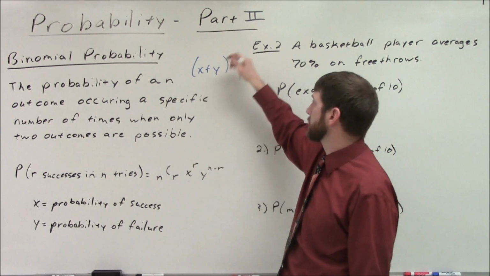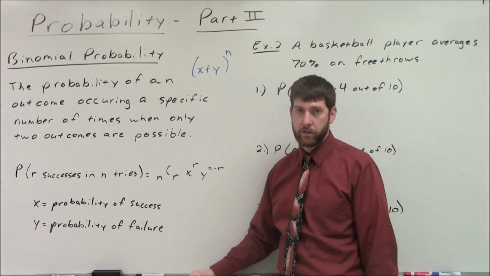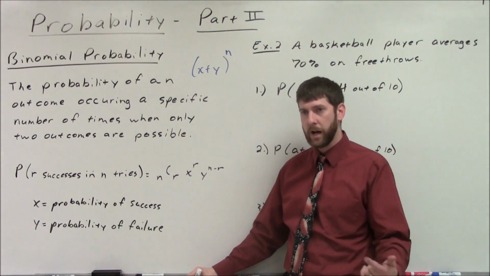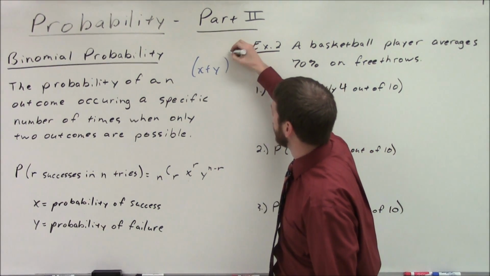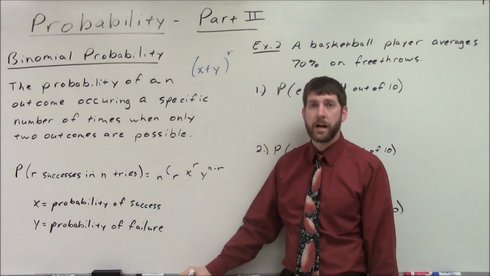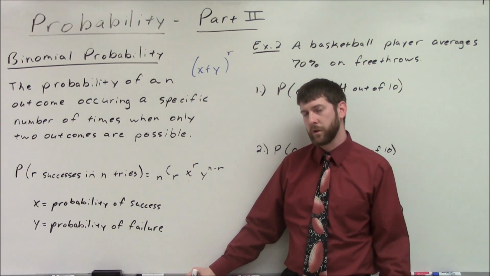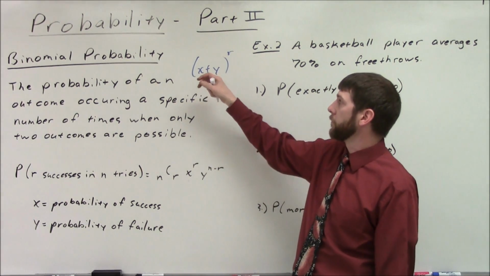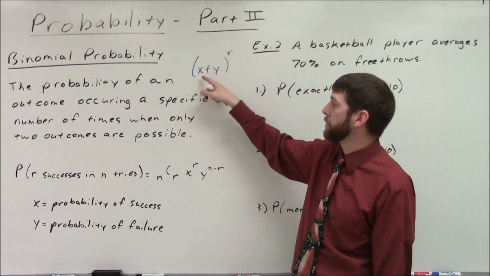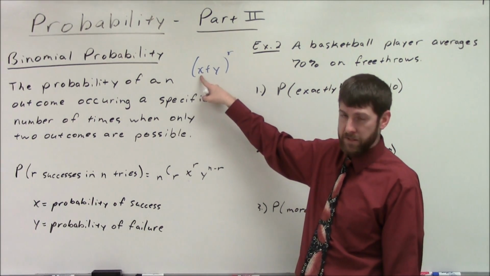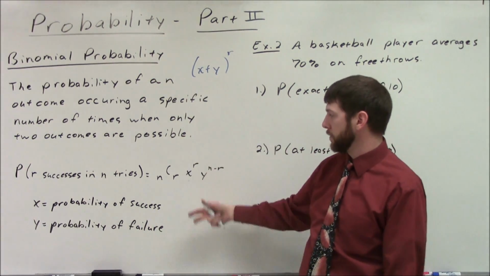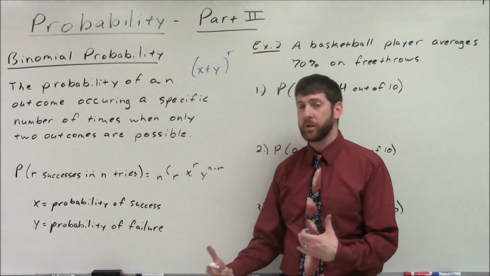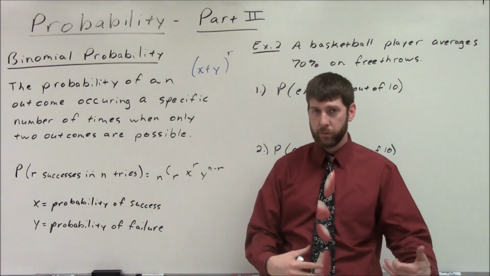X plus Y is going to happen a certain number of times. And that's what we're going to be looking at. That's what we're going to be calculating: the probability of it happening that specific number of times. So the binomial probability formula we've got is actually an extension of our binomial expansion formula that we worked with earlier on in the year.